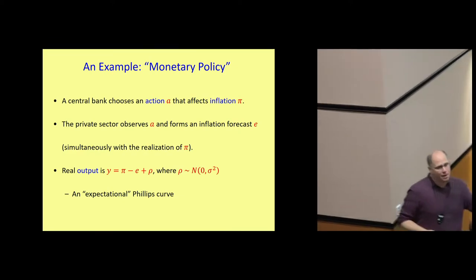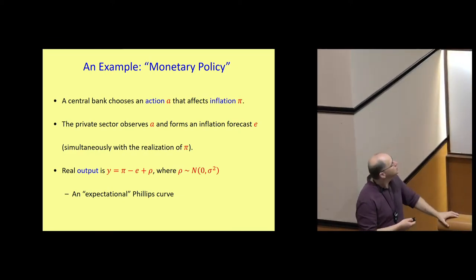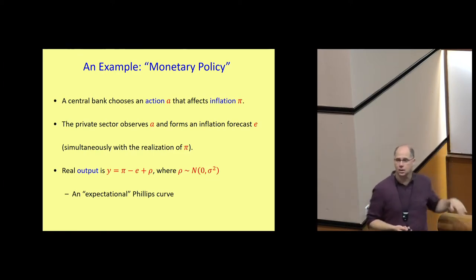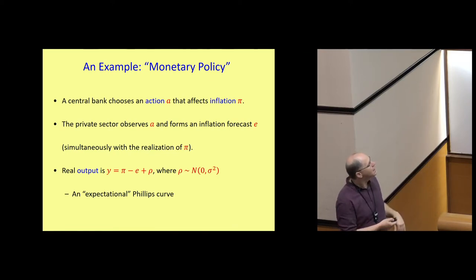Real output is given by a linear Phillips curve, an expectational or new classical Phillips curve. So it's just unanticipated inflation, right? The output change, or real output, the way I call it here, is just the inflationary surprise. If inflation is higher than the expected inflation, you get a boost to real activity. If it's below, you get depressed real activity. And I add some error term.